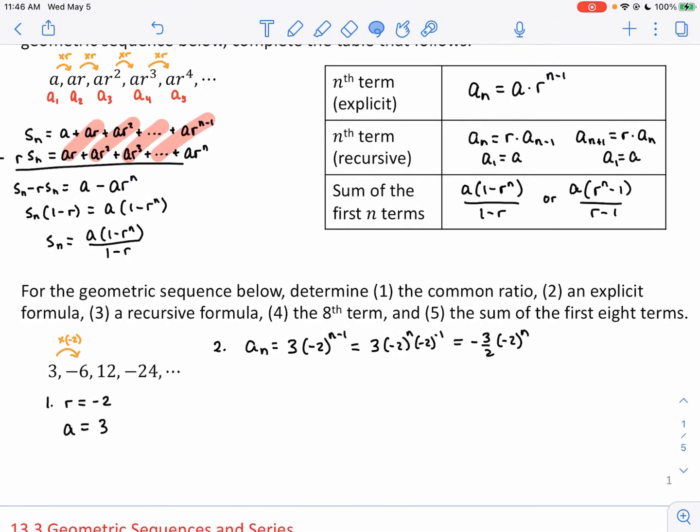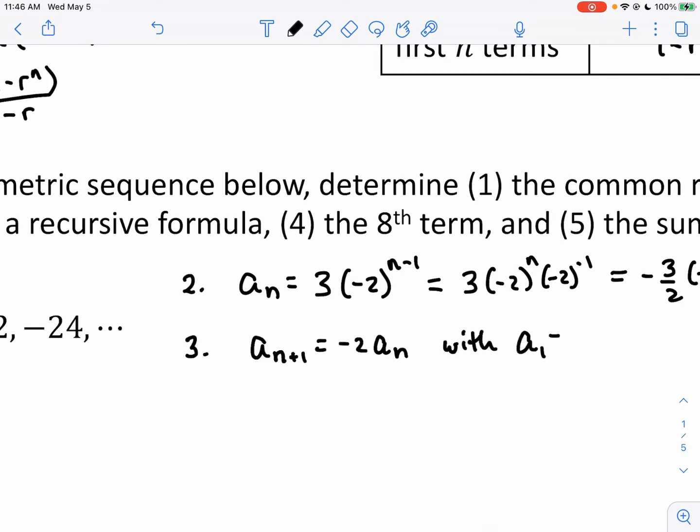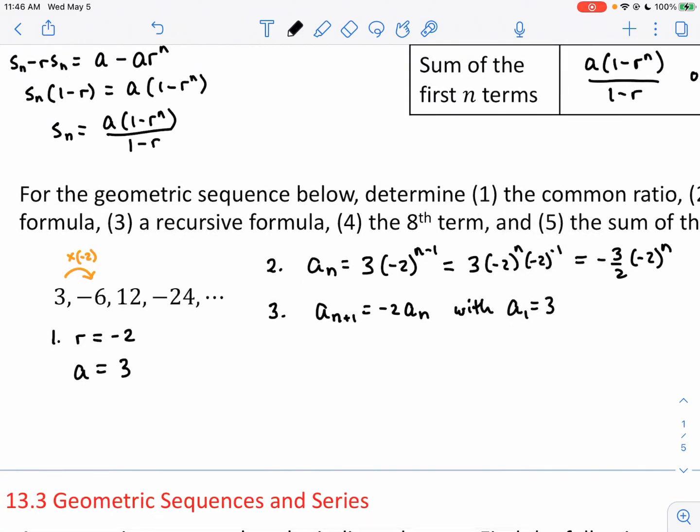Number 3, find a recursive formula. A recursive formula would simply be that a sub n plus 1 is equal to negative 2 times a sub n. So to go from term to term, you just multiply by negative 2. So a sub n plus 1 is the term after a sub n, so you take the prior term, multiply it by negative 2, and that's how you get the next term. But we also need to specify what the initial term is. So we'll say a sub 1 is 3, or you can just say a equals 3. If you see a without a subscript, assume it means the first term, unless otherwise indicated.